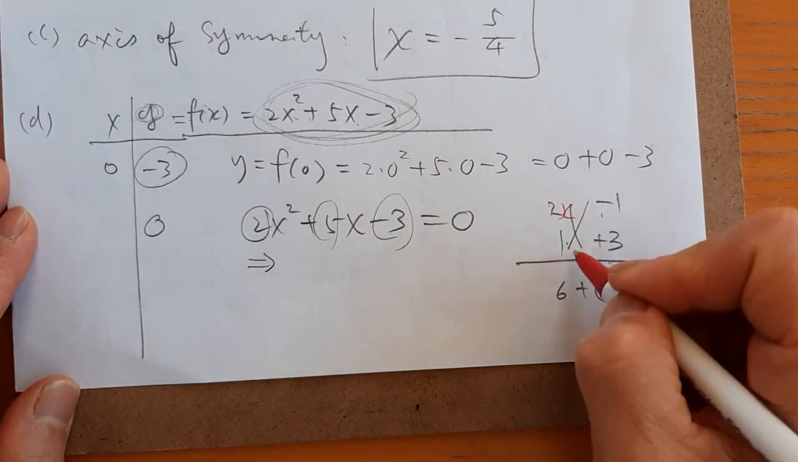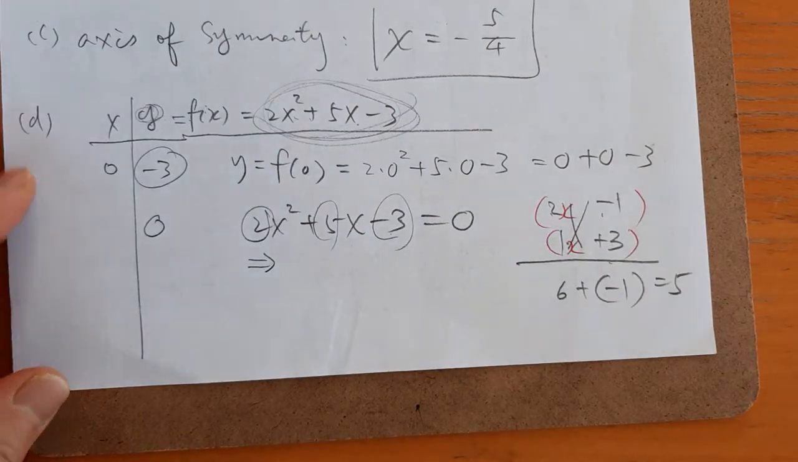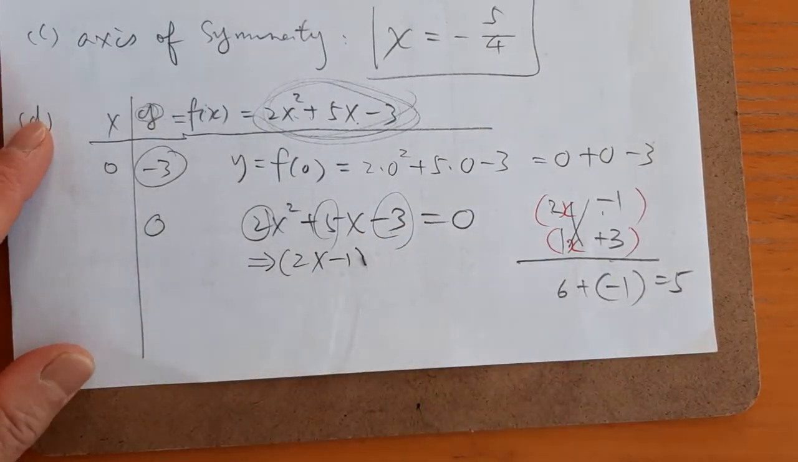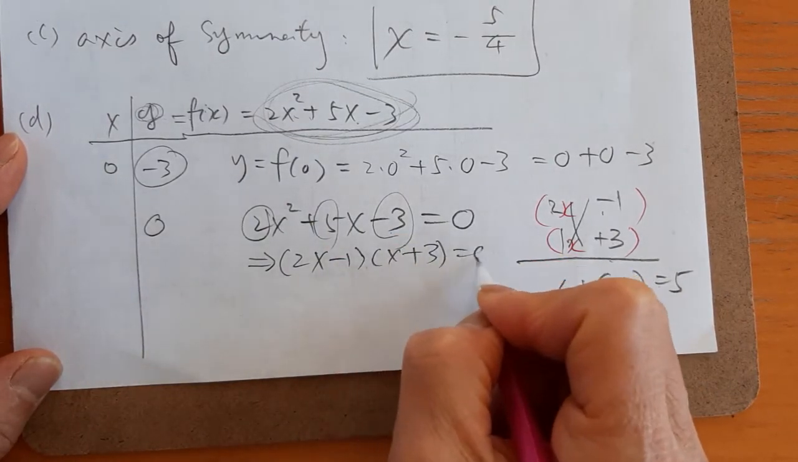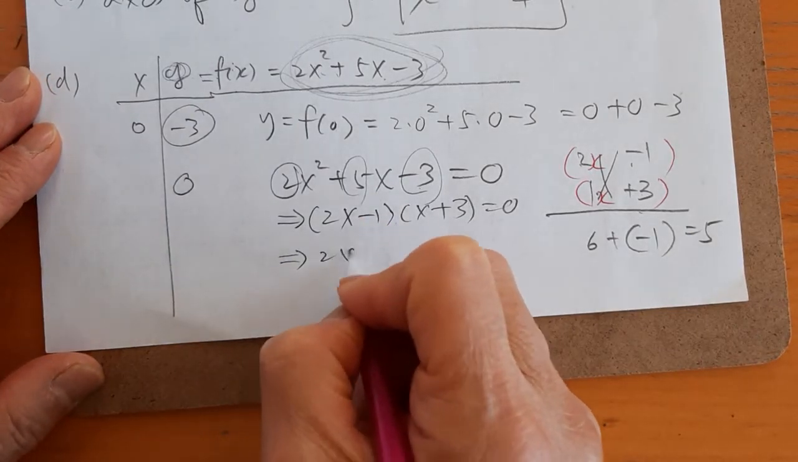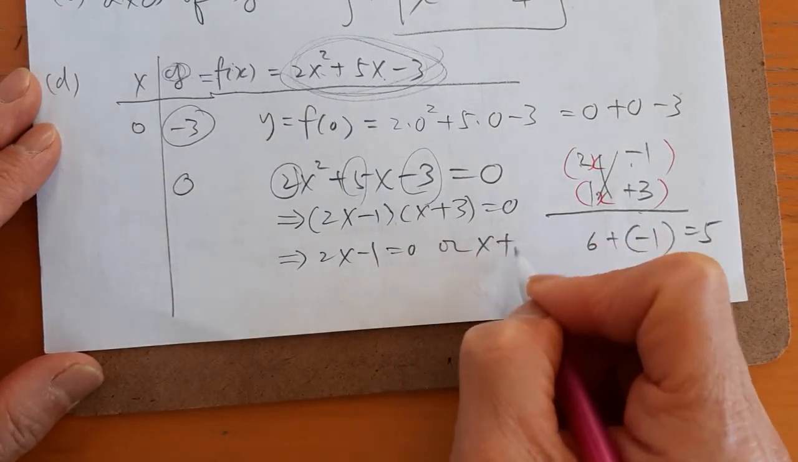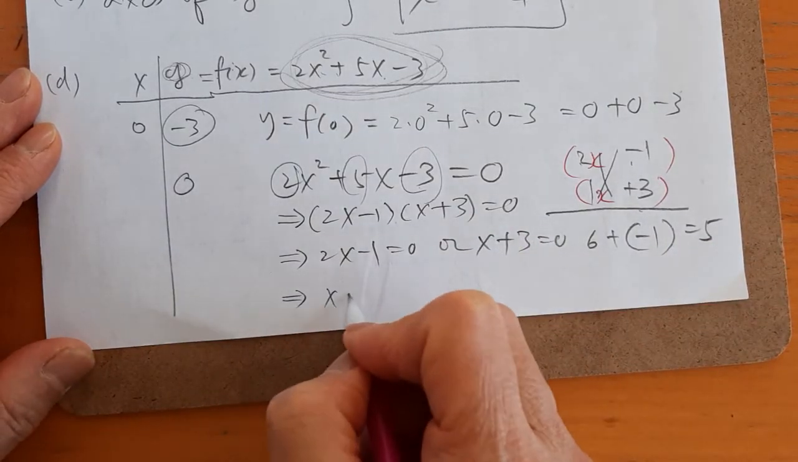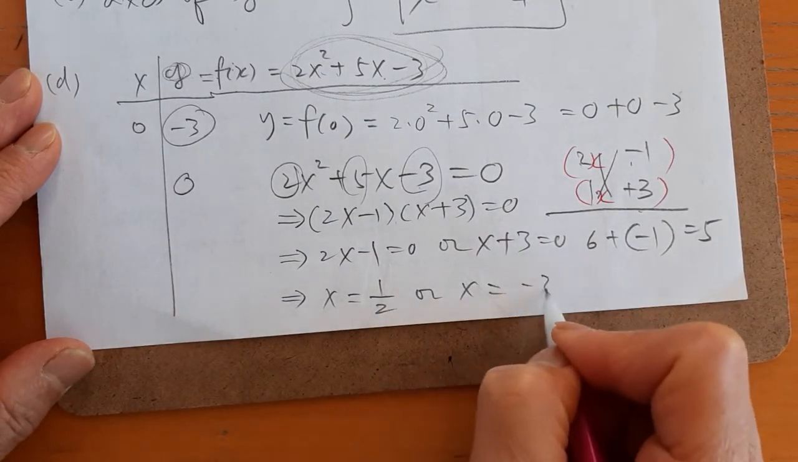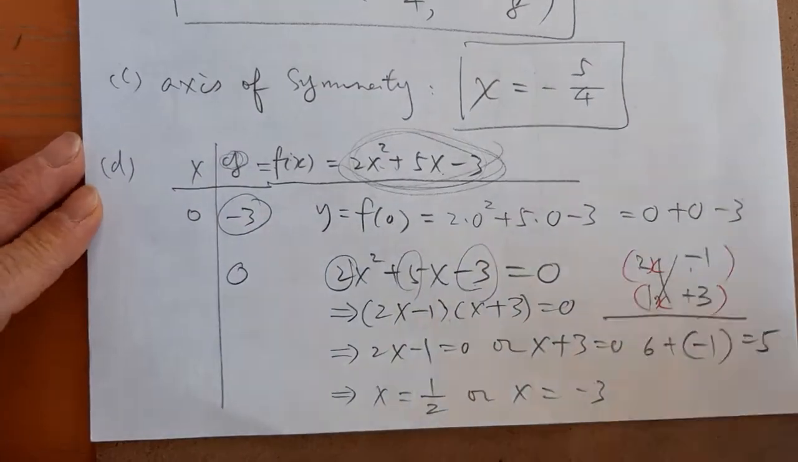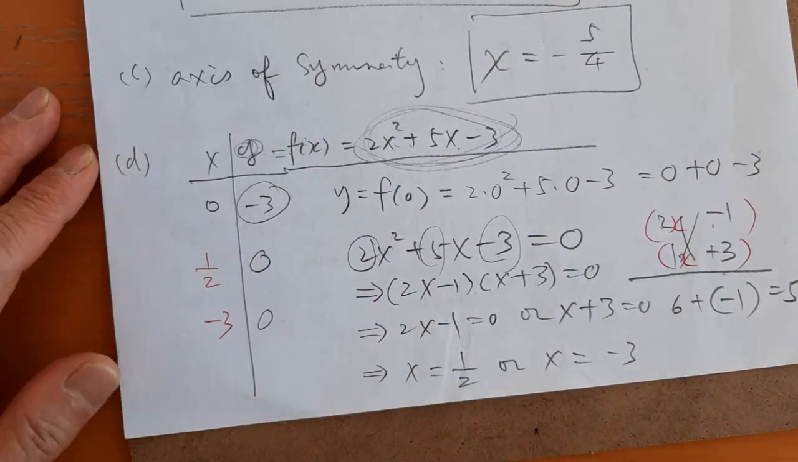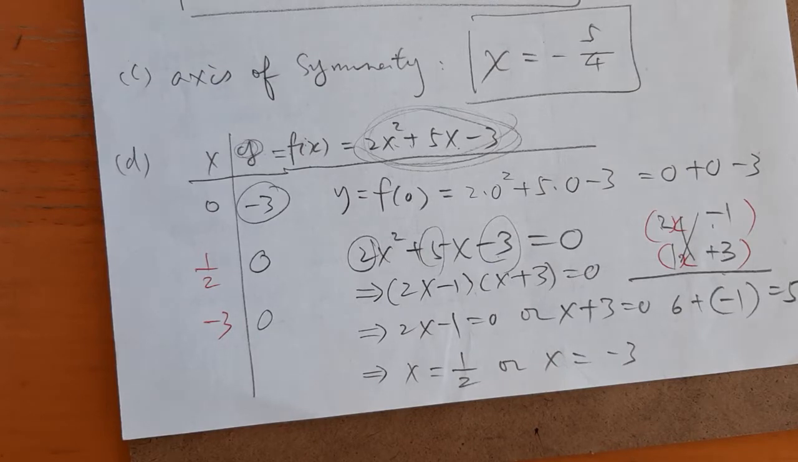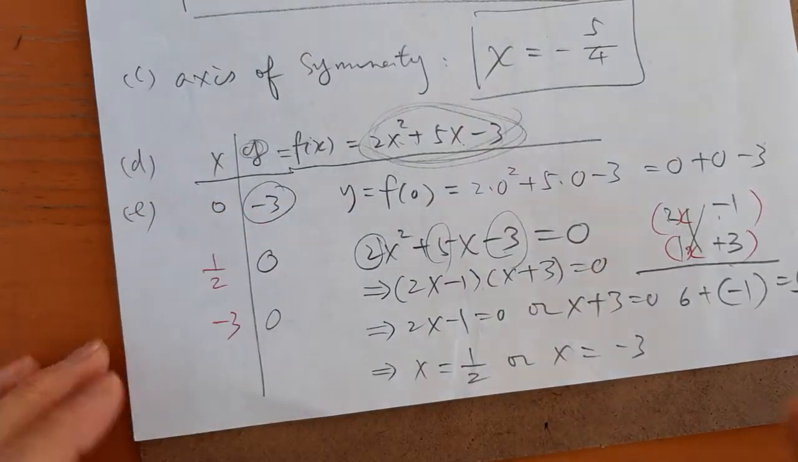Then attach x, put the parentheses. So the factor is 2x minus 1 times x plus 3 equals 0. Then either 2x minus 1 equals 0 or x plus 3 equals 0. Solve for x. X is 1 over 2 or x equals negative 3. So one is 1 over 2 and the other one is negative 3 when y equals 0. That's the x-intercepts and the y-intercept.